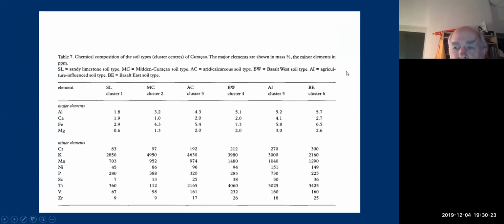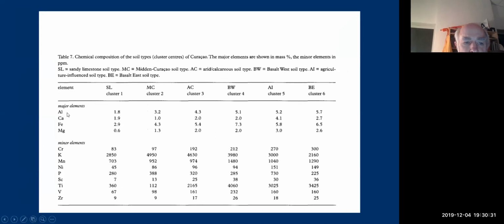And then chemical composition, so what kinds of minerals and nutrients are in there. The major elements, the most common ones: aluminum, calcium, iron, magnesium. In this case, they're clustering these soils into the 6 main groups: the sandy limestone, midden Curacao, arid calcareous, which means high in calcium carbonate, so that would probably be on a limestone, basalt west, agriculture influenced, and basalt east.